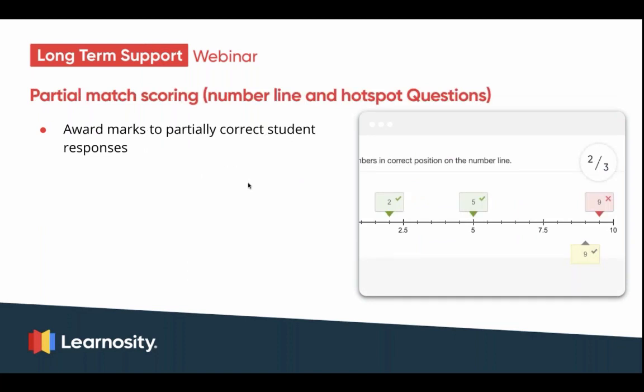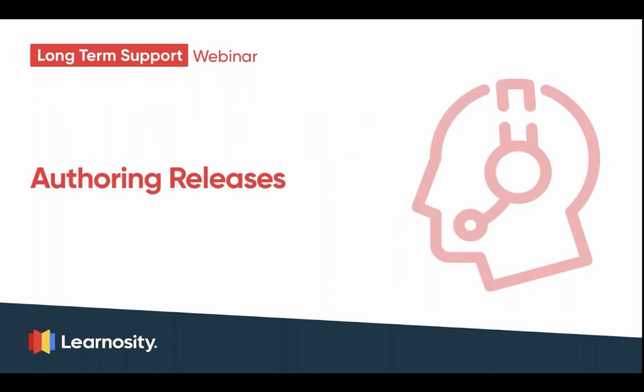Partial match scoring. Again, this is one that we've heard a few requests for over the years. Expanding our partial match scoring support to a wider range of question types. In this case, 2 specific ones: number line and hotspot. So now, prior to now, within both those question types, you'd have only been able to do exact match scoring. Now you can include partial match scoring and provide a bit more nuance in terms of how you ask and score those questions.